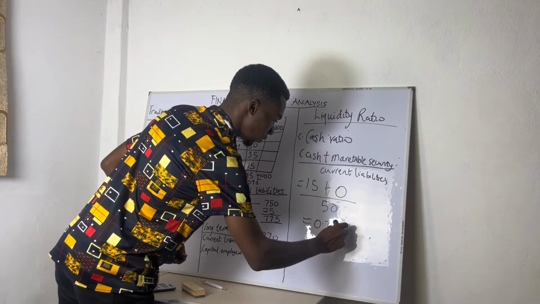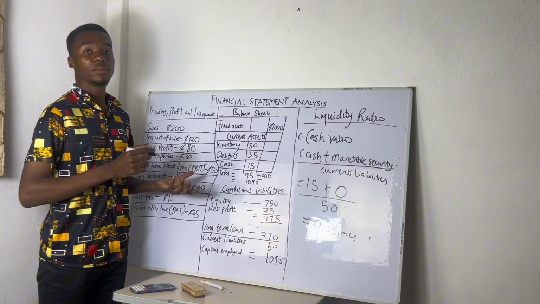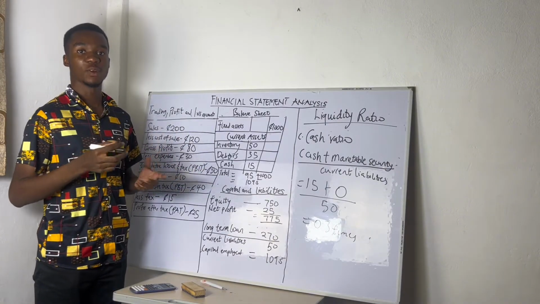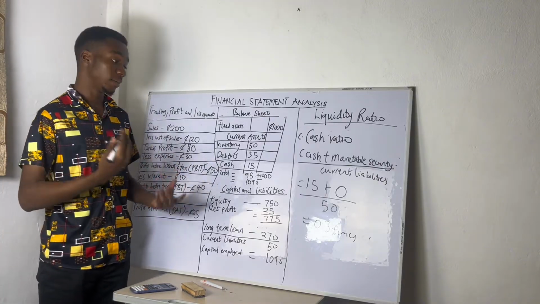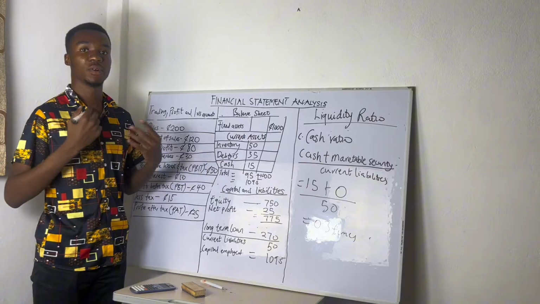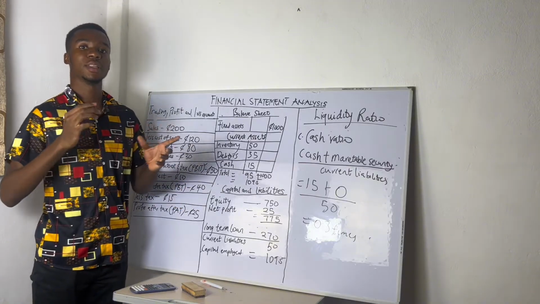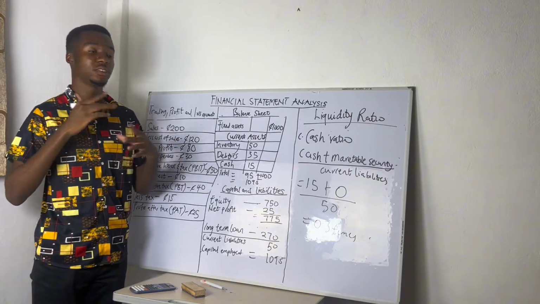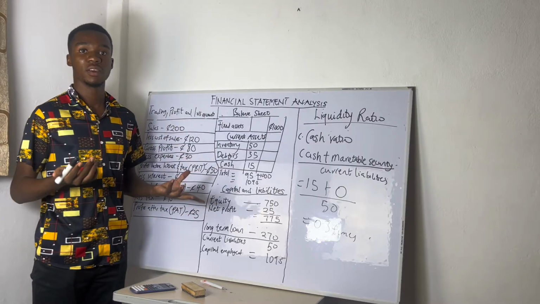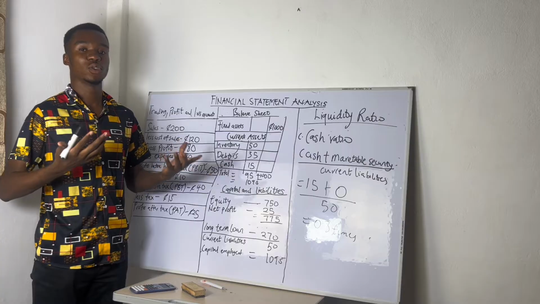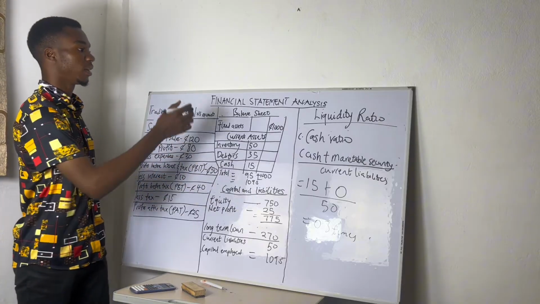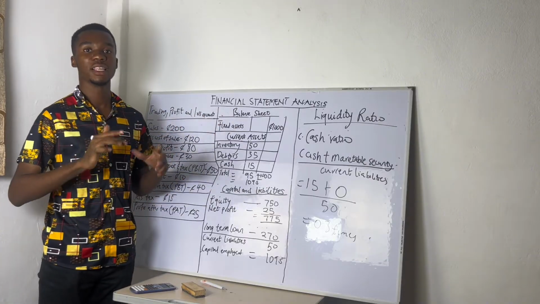So 0.3 times. What this value means is that with the money it has in cash, it can pay its liabilities or its debts 0.3 times, which is actually not enough. Meaning if you don't add the assets and other things, inventories or other things, it can't pay for the liabilities it has. That's what it means, which is typically not so good for a company. So that's it for the cash ratio. For now, we are done with the liquidity ratio.